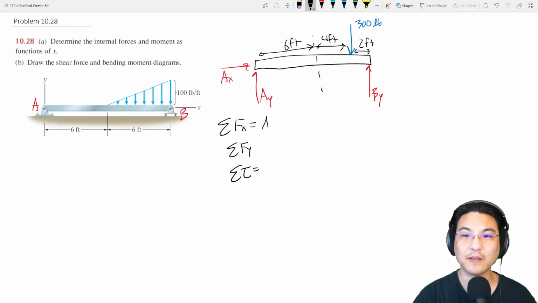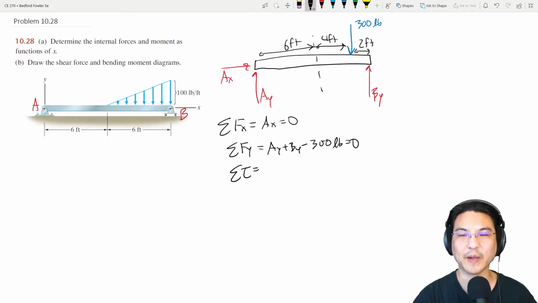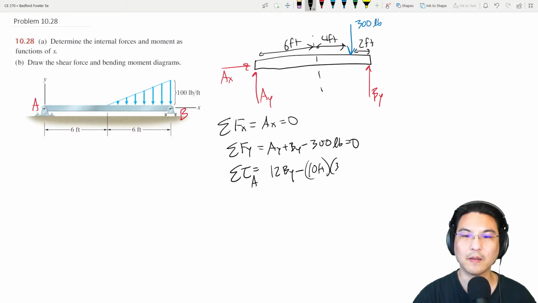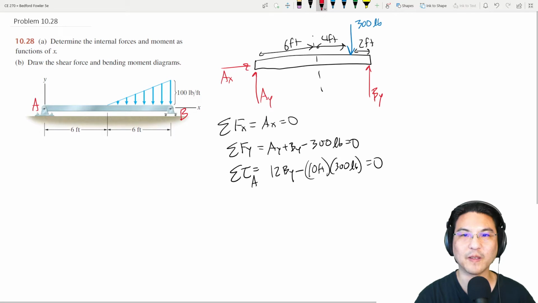So in the x direction, AX, that's it. In the y direction, AY plus BY minus 300. Sum torque about anywhere we want. Let's say over here, A. Okay, so there's torque from BY, which is 12 feet, minus 10 feet times 300. Okay, so then let me point out the unknowns.